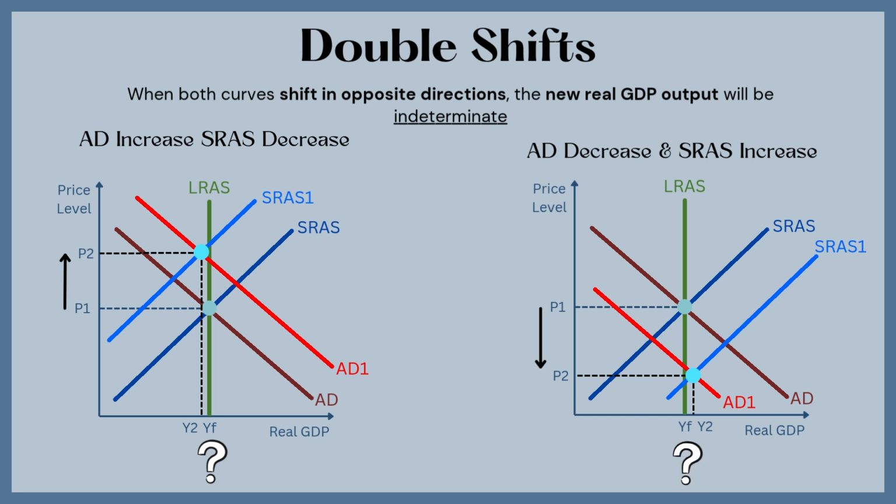Again, don't worry about memorizing all of the double shifts. The best way to approach these problems is just to graph them out and you'll be able to see whether the price level or real GDP is indeterminate.